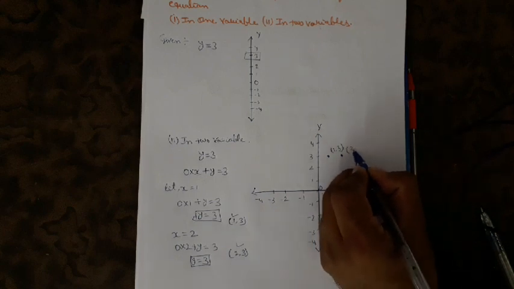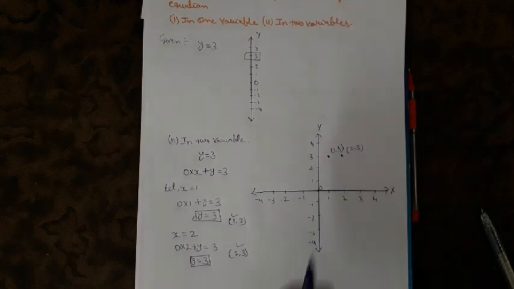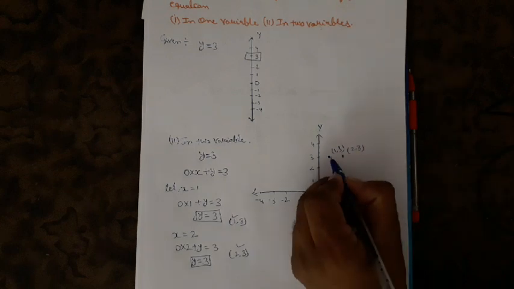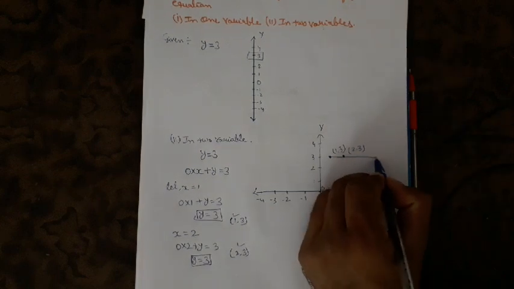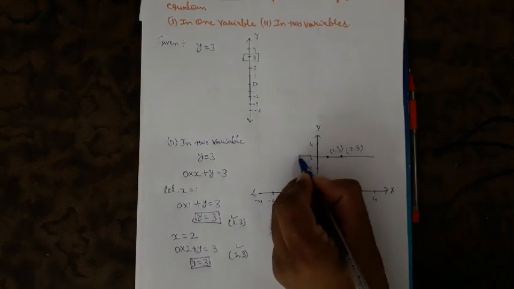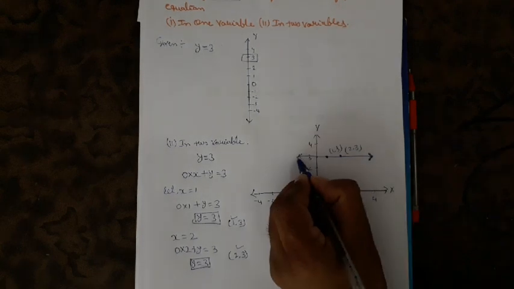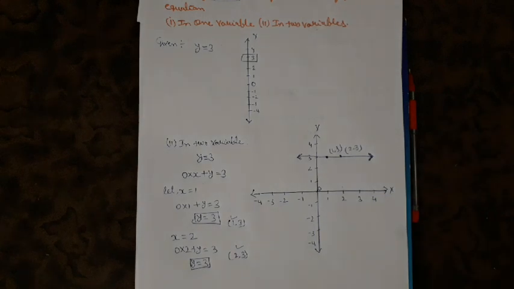Do you understand? Whatever value of x you take, you will always get the value of y as 3. So when you join these points, you will get a line parallel to the x-axis. So this was the representation of an equation in two variables.